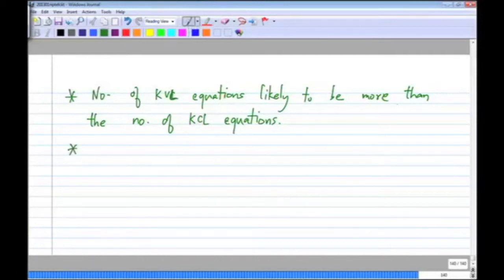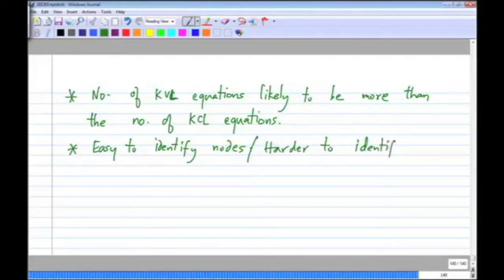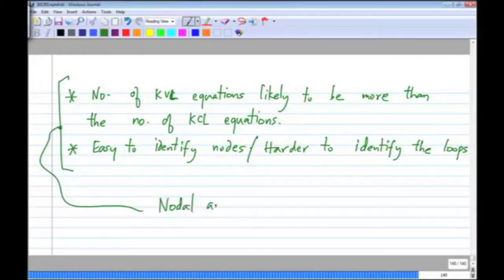Now it turns out that analysis of circuits using a computer uses nodal analysis. There is another reason for it: it's very easy to identify nodes. They are just given to you. And this is true even for human beings. You look at a circuit, you know what the nodes are, but it's a little harder to identify all the loops. You have to first identify a tree, then start adding links to the tree to form loops. So because of these reasons, usually if you want to do systematic analysis of large circuits, you end up using nodal analysis.